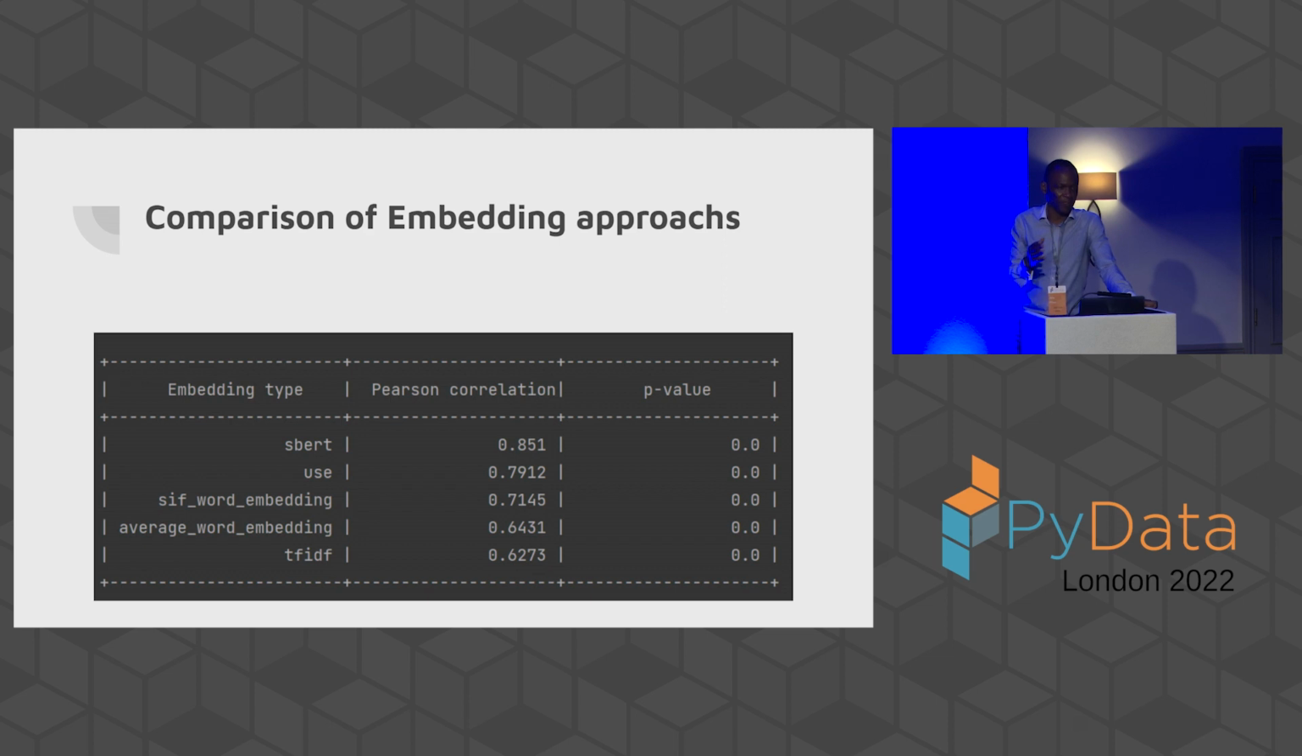So clearly, S-BERT kind of won the context. And then next was USE. And then, of course, as expected, SIF was third. And then the averaging technique was not as good as SIF. And then, of course, right at the bottom was TF-IDF.